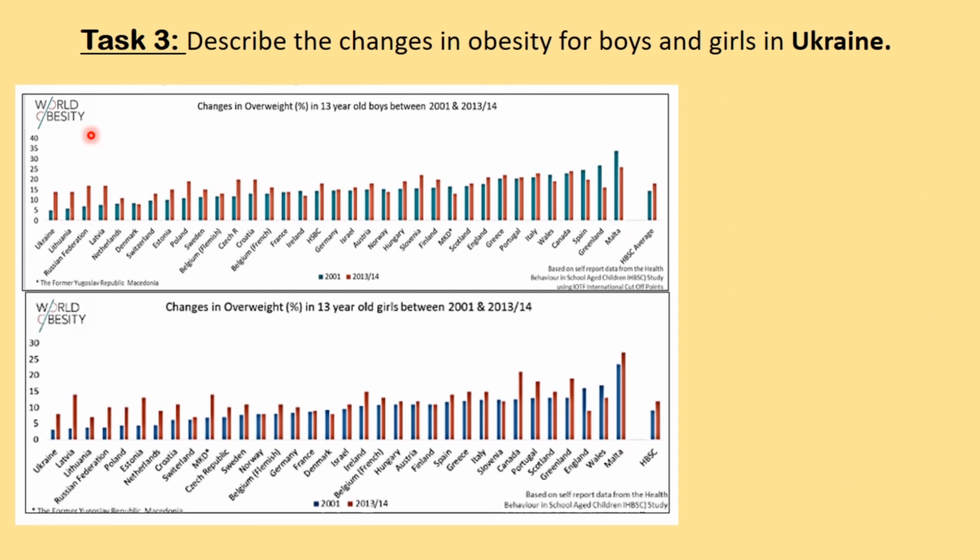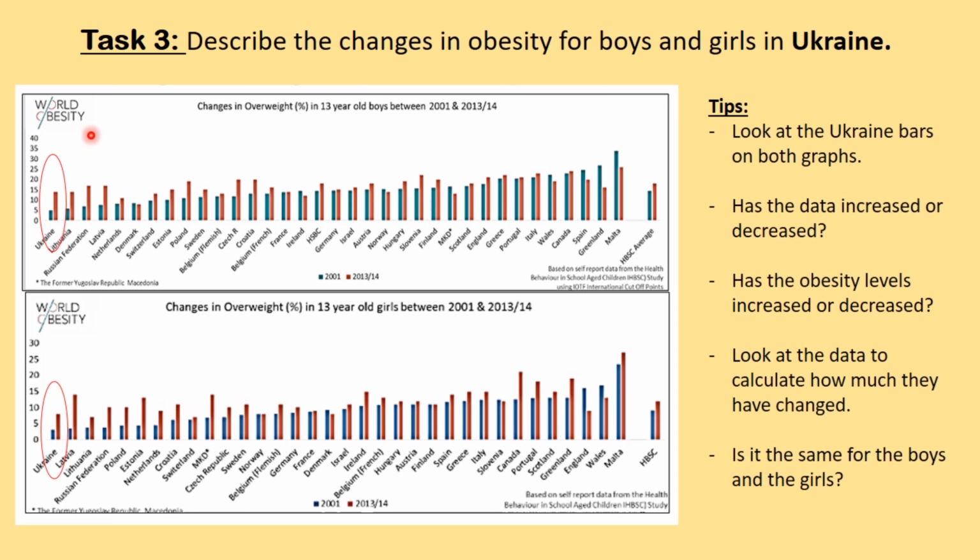Task 3, again, is the same task, but this time looking at Ukraine. Ukraine is the first piece of information on the graph. So look at the Ukraine bars on both graphs to compare the information. Has the data increased or decreased? Has the level of obesity increased or decreased?